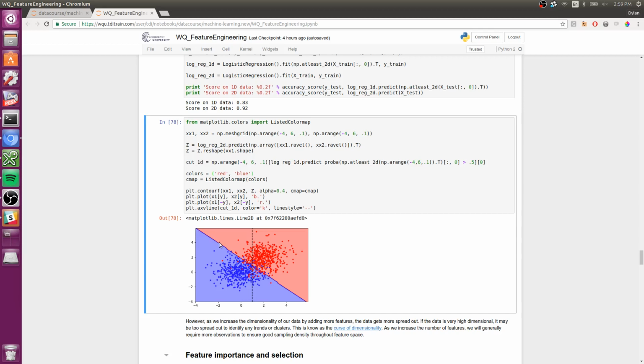The two-dimensional logistic regressor draws this diagonal line through the plane and more cleanly separates the two clusters. So I've shaded the prediction regions red and blue for the two-dimensional logistic regressor, and we see there's very few red points in the blue region and very few blue points in the red region. So this illustrates how adding more features can potentially help us. But how can adding more features hurt us?